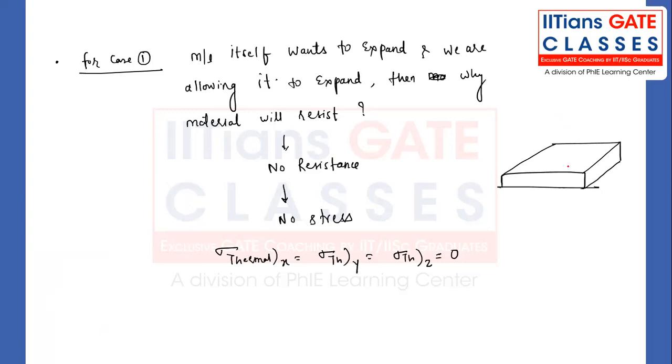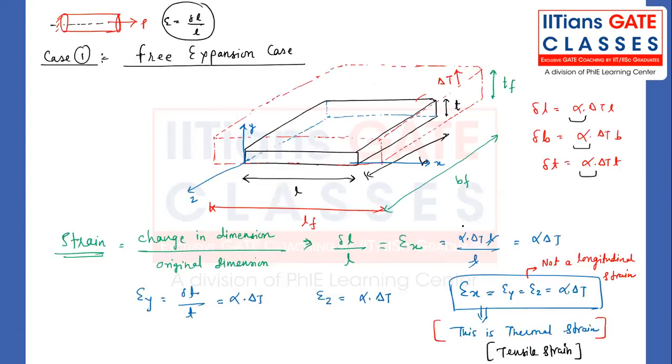We are superimposing some kind of support reactions. Now there's a support. This support will say, now you cannot expand freely, my dear friend, because there will be some kind of reaction forces. Rx, Ry, and Rz will be coming into the picture. In case number one, there is no such support reaction, so we are going to allow it to expand completely freely.